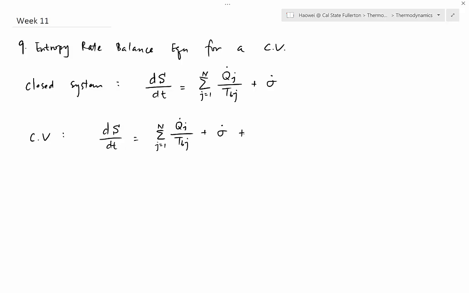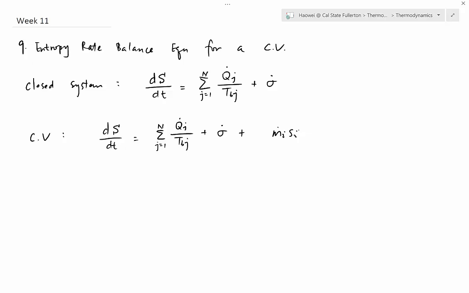What are they? We will add one more term, which means the entropy brought in at the inlet. When mass comes into the control volume, it also brings in entropy. So plus m dot i si. m dot i is the mass flow rate at inlet. Lowercase si is the specific entropy at inlet.